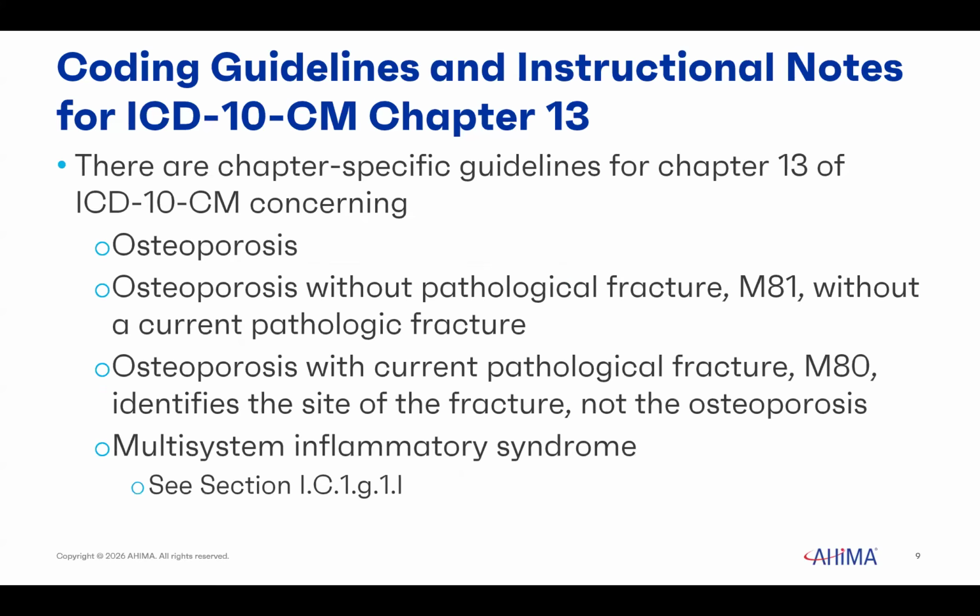Osteoporosis is an area that requires special attention. Codes without a current fracture fall under one category. Those with active fractures fall under another. And there's also guidance on multi-system inflammatory conditions. Keeping all these things straight is essential for the correct sequencing. And you may want to use those PDF guidelines and look at guideline 1.c.1.g.1.i. You'll see it.